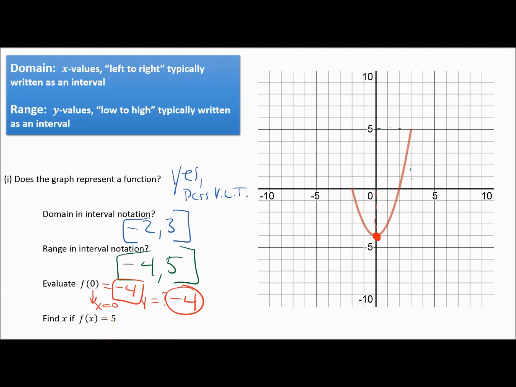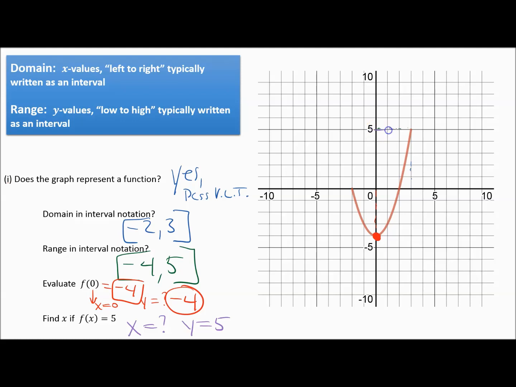Now look, bottom question, that's a completely different guy. We haven't run into that. I'm going to pull out my purple for that. Find x if f of x is 5. So this time we don't know what x is, but what's y? 5. Okay, so y is 5.